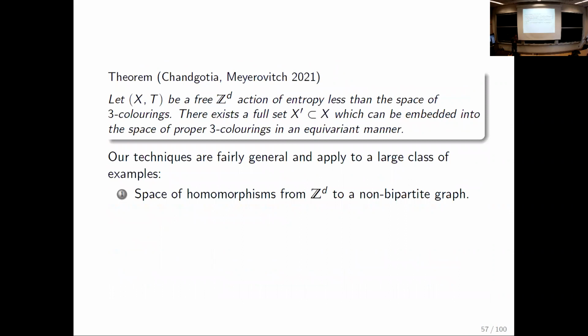So our techniques apply to a large class of examples. I'm just going to mention a few of them. So, coloring is a graph homomorphism. Has anyone heard of a graph homomorphism here? If not, it will take me one minute to describe it.